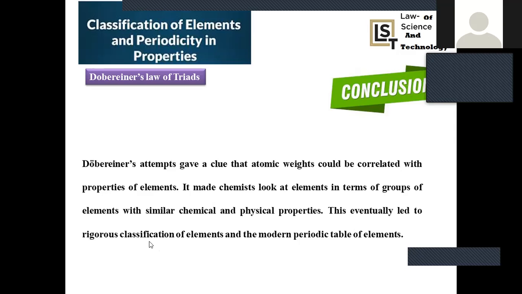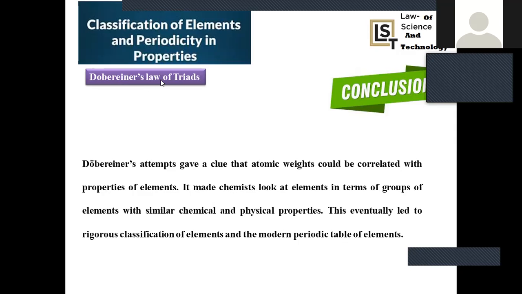This eventually led to the rigorous classification of elements and the modern periodic table of the elements. Based on this as a foundation, further evolution of the periodic table was done. So this was very much helpful. In today's periodic table also, wherever properties are the same, all those elements are grouped into one particular group.